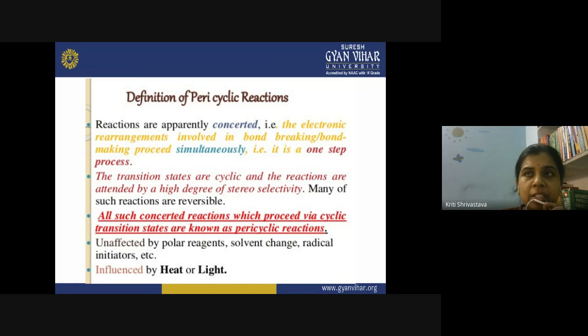Some of the reactions are possible in presence of heat only, and some of the reactions are feasible only if you conduct them in the light. So some require activation energy in the form of heat and some require activation energy in the form of light or photochemical energy. So these are the pericyclic reactions having concerted mechanism, a cyclic transition state and affected by heat and light.